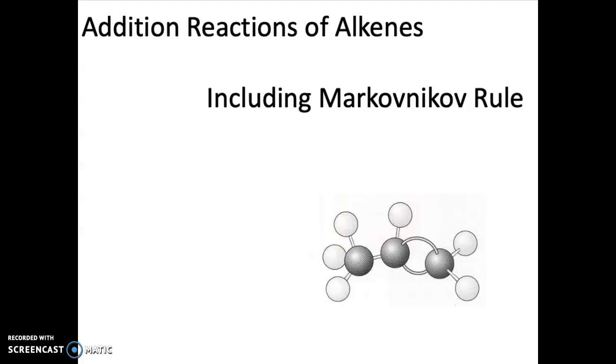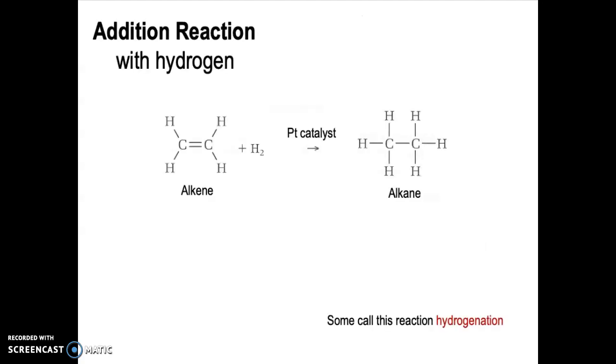This short video will cover the addition reactions of alkenes. This first reaction shows that you've got your alkene molecule reacting with hydrogen gas. This does require a platinum catalyst, and the double bond breaks, which leaves you with this single bond here, and two hydrogen atoms add on, one to each of the carbons. So the alkene has become an alkane.